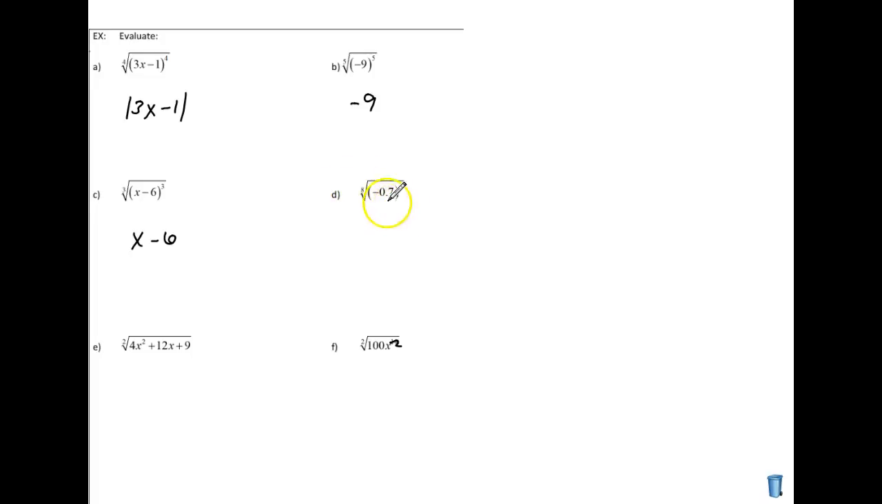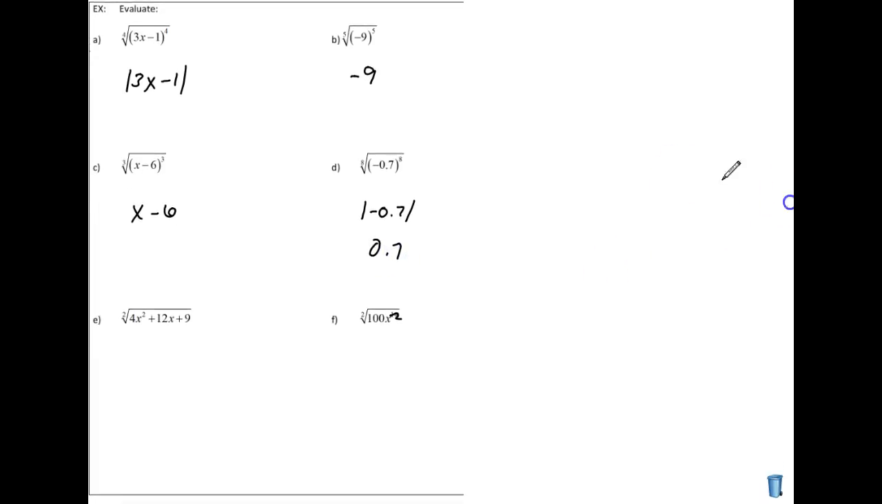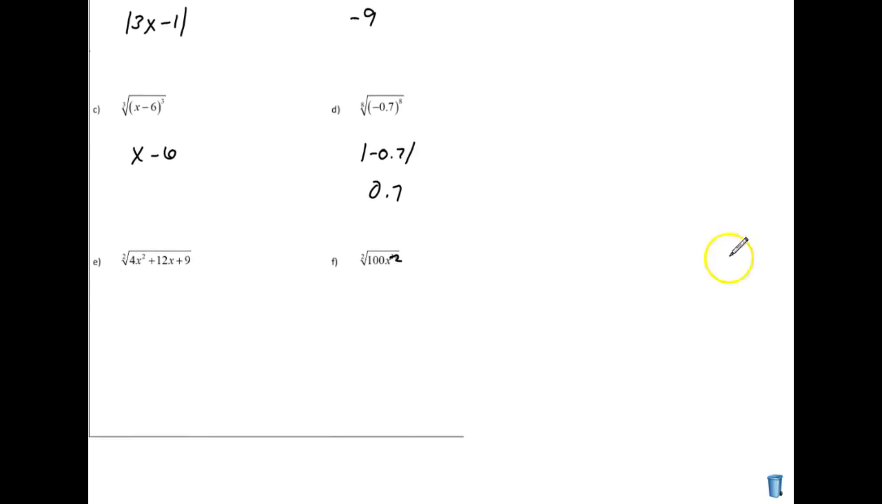The eighth root of negative 0.7 to the eighth, well, that's the absolute value of negative 0.7, which is just 0.7. Okay. We're forcing it to be positive because it's an even root. Okay. Square root of 4x squared plus 12x plus 9, I'm going to go ahead and factor that into 2x plus 3 times 2x plus 3, which is 2x plus 3 squared.